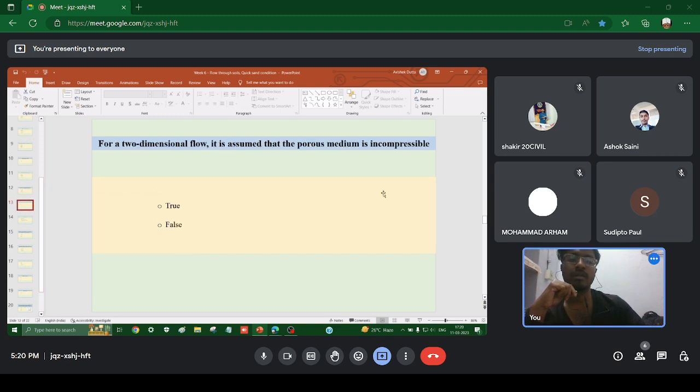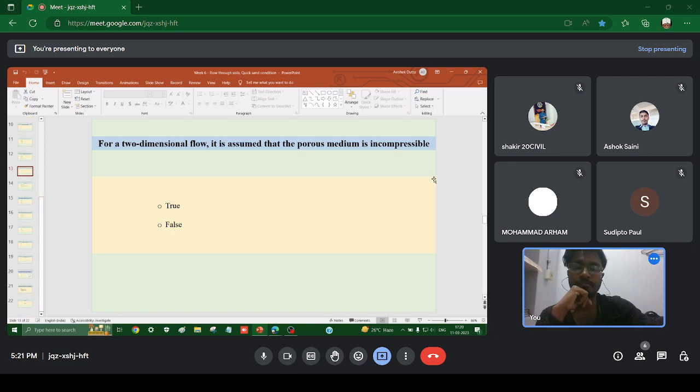Next question. Again a true-false statement. For a two-dimensional flow, it is assumed that the porous medium is incompressible. Is this statement true or false? I repeat, for a two-dimensional flow, it is assumed that the porous medium is incompressible. True or false?